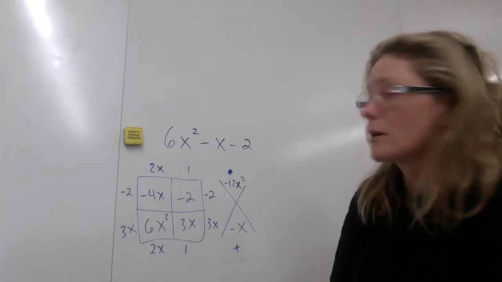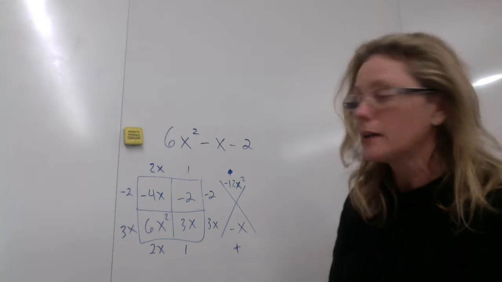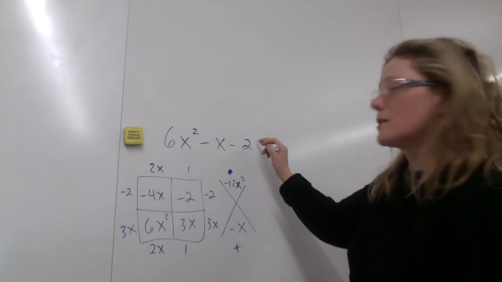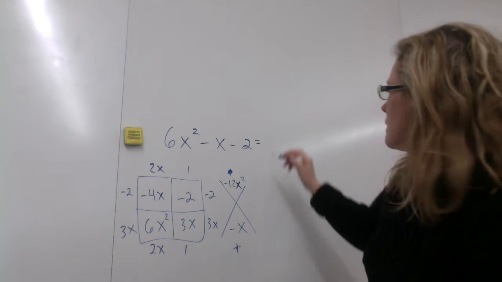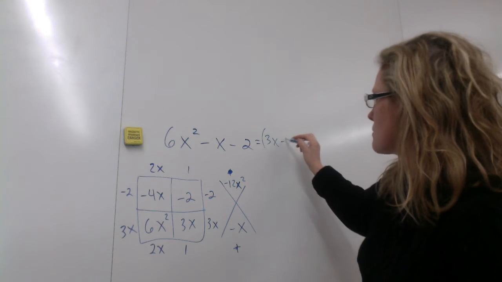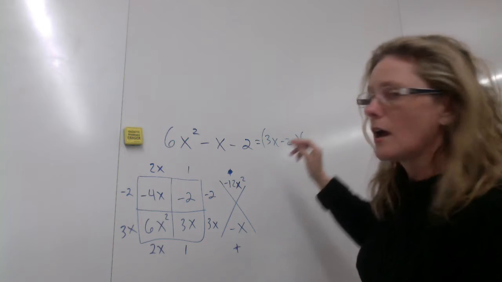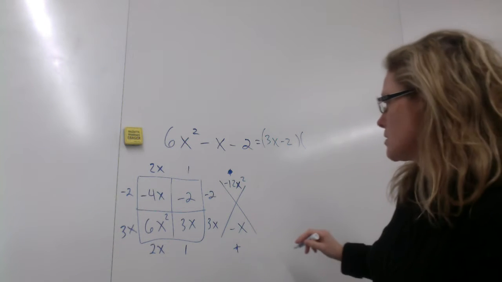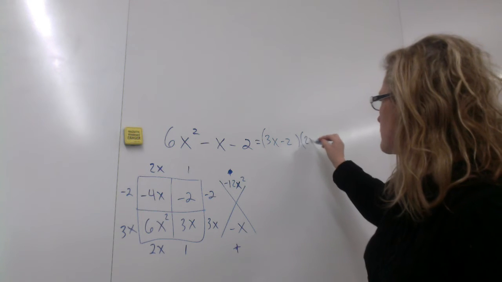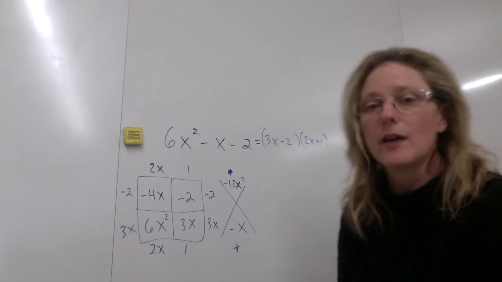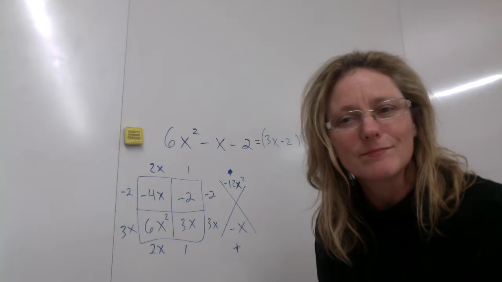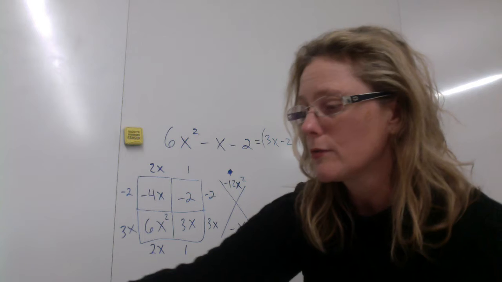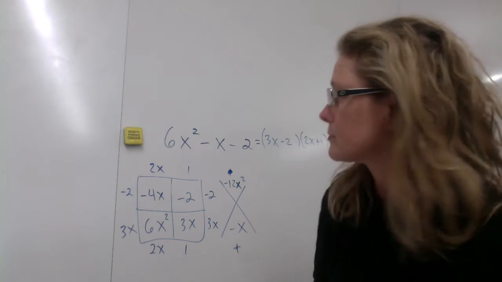All right, so I'm going to go back and rewrite that now as a product. I'm going to have 3x minus 2, and I'm just going to write this right next to here. So I'm going to have 3x minus 2 times, how about Bella? Yes, right, times 2x plus 1. And that's written as a product. All right, there's that.